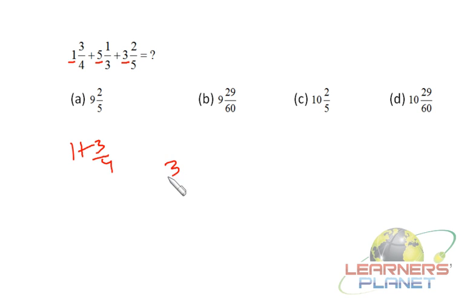Now it's 3/4 plus 1/3 plus 2/5. Now 3/4 is 0.75 and 1/3 is 0.33. Definitely I'll be getting one more number. That means my final answer is more than 10. So these two options are eliminated. Now if I start taking LCM, I'll be getting LCM as 5 into 4, 20, into 3, 60. So this cannot be the right choice. Finally this will be the right choice. Okay friends, so no need to calculate.